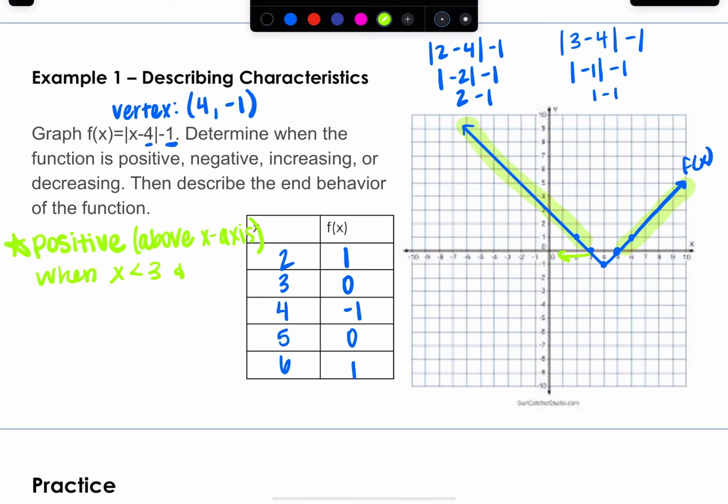And it's also this point forwards, which is when x is greater than 5.